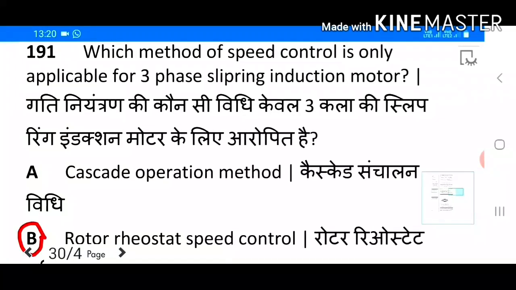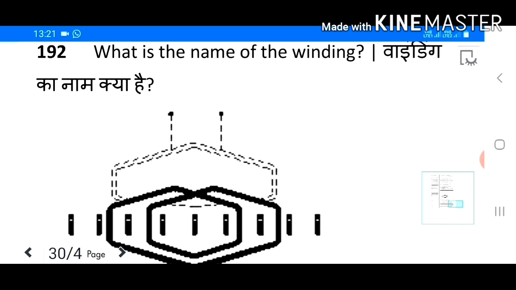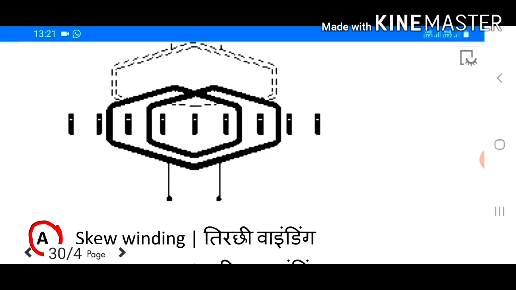191. Which method of speed control is only applicable for 3-phase slip ring induction motor? Answer B. Rotor rheostat speed control. 192. What is the name of the winding? Answer A. Skew winding.